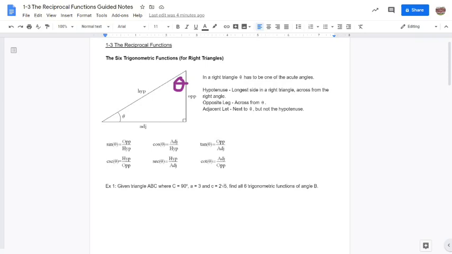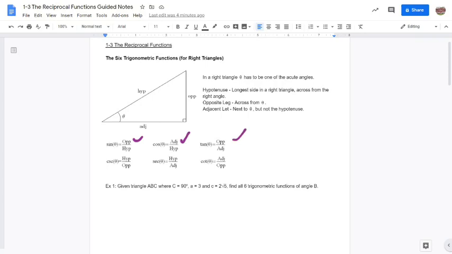Alright, but once you establish theta, the side across from it is opposite. The side next to it, that's not across from 90, is the adjacent leg, and the side that is across from 90 is the hypotenuse. Given those definitions of those legs and sides, the sine of an angle is opposite over hypotenuse. Alright, cosine is adjacent over hypotenuse, tangent is opposite over adjacent.